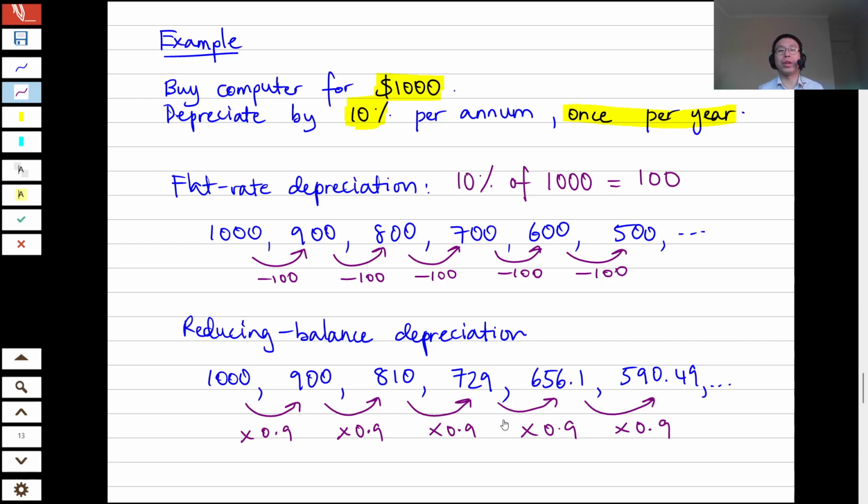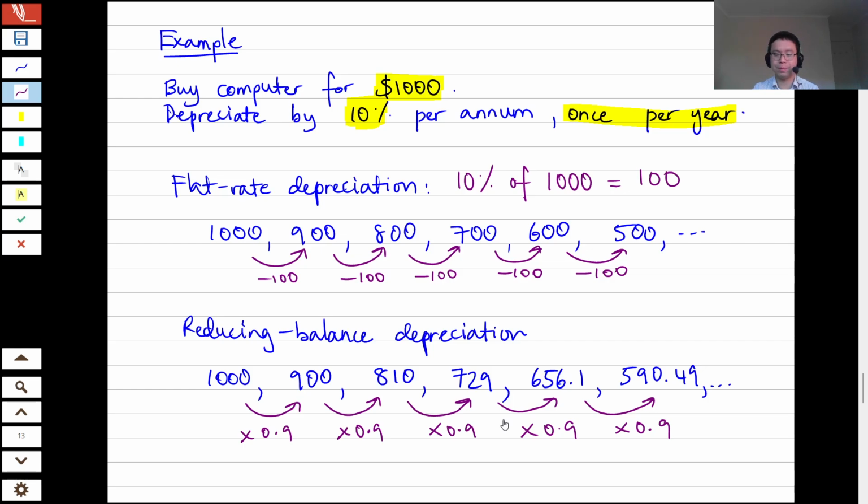So if you're the owner of the asset and you want to sell it off to someone, flat rate depreciation seems a bit harsher. You're going to sell it off for less money, whereas reducing balance depreciation kind of gives you a higher estimate for the value of your asset. You might still choose to use the flat rate depreciation method. It's up to you, really. But we're not going to be too focused on which one to use. We're just going to tell you which one to use in the question, and then we'll ask you to do some calculations.